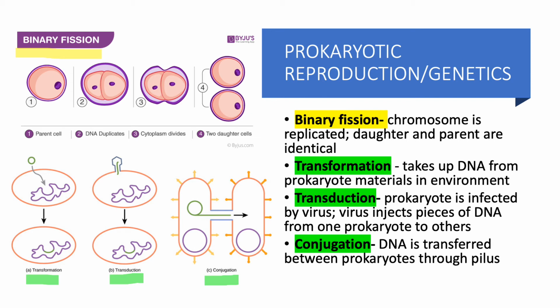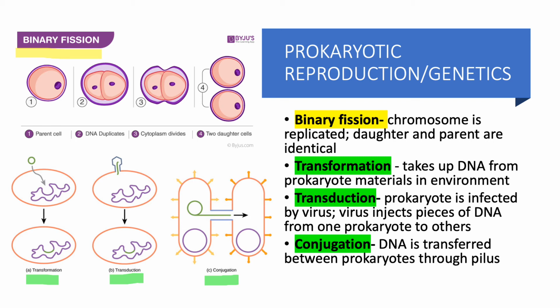Some genetic diversity can occur through these highlighted green terms. So transformation is basically the prokaryote intakes DNA from other prokaryotes in the environment. Transduction is basically when the prokaryote is infected by a virus and the virus injects different pieces of the DNA that it had picked up from other prokaryotes. The last one on the slide is conjugation, which is basically just saying that the DNA can be transferred between prokaryotes directly through their pilus, or pili, I should say.